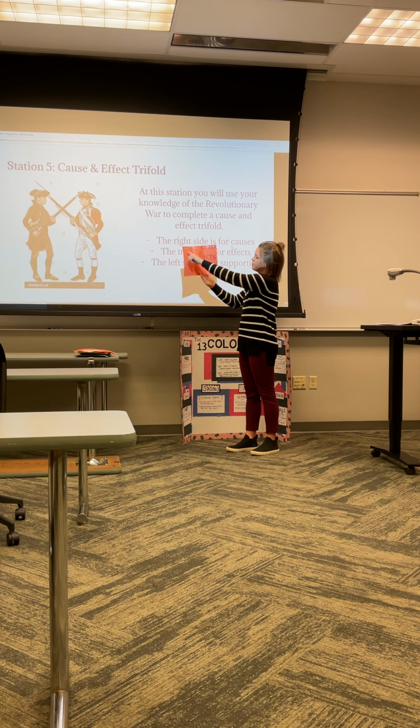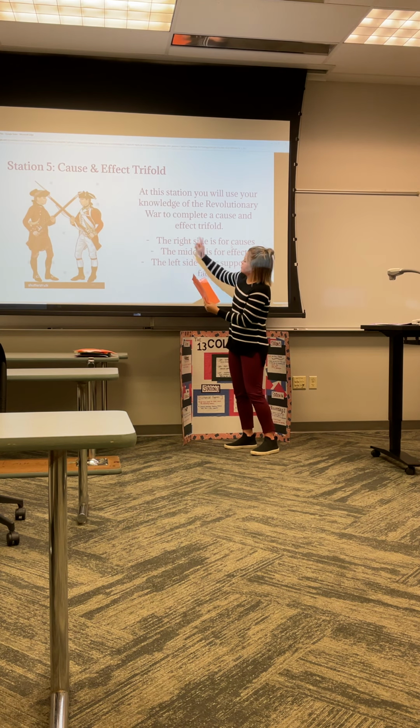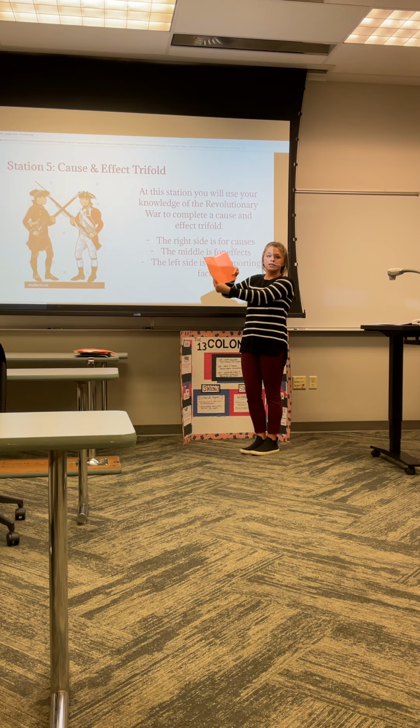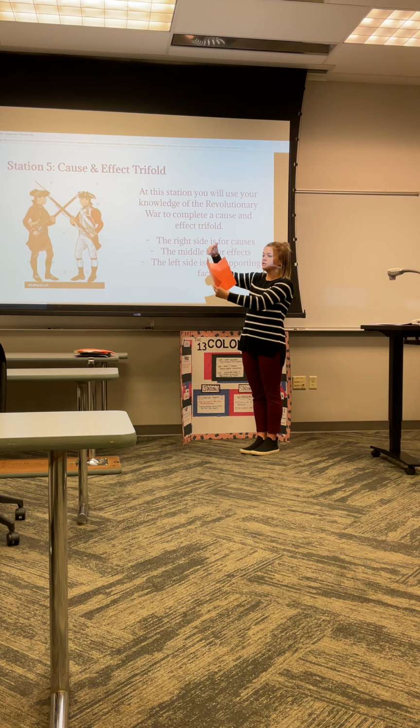So right here I have 3 causes on the far left side. That should say left, I'm sorry. Got my sides mixed up. So you're going to put 3 causes of the war, 3 effects of the Revolutionary War in the middle, and then 3 supporting details about any of either the causes or the effects. Just have 1 for each number.